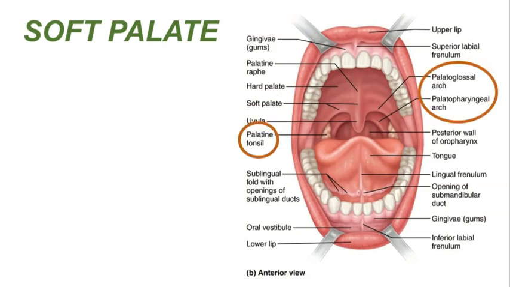The palatine tonsils are located between the palatoglossal arch and the palatopharyngeal arch. The palatoglossal arches anchor the soft palate to the tongue, as their name implies. Glossal refers to the tongue, and the palatopharyngeal arches anchor the soft palate to the oropharynx.